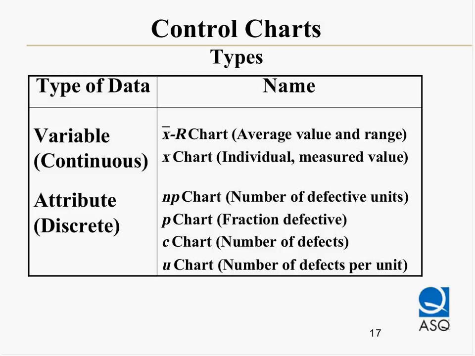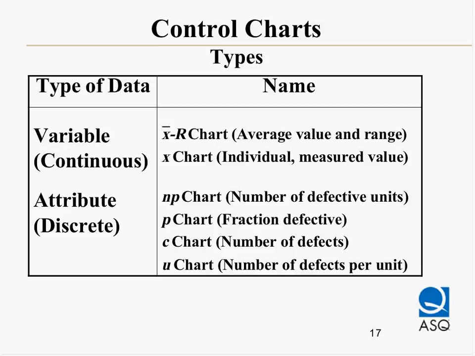And finally, we're going to control charts. There are two types of control charts. One is for variable or continuous data, the other is for attribute or discrete data. For the variable, we have two major charts that are used, which we talk about in the webinar on control charts. That is the X-bar chart, which is average value, and the R chart, which is range, or individual measured value. For attribute or discrete data, we have four separate charts from which to choose.